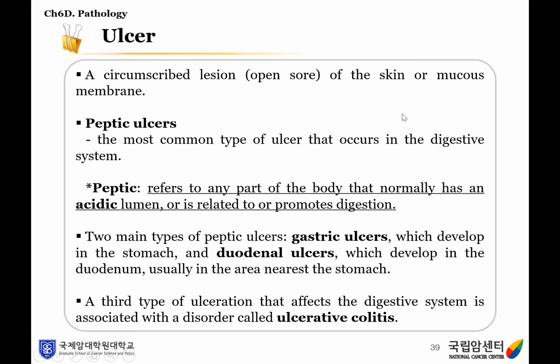First, ulcer. Ulcer is a circumscribed lesion, open sore of the skin or mucous membrane. So there are important ulcers. Peptic ulcers. Peptic ulcer is the most common type of ulcer that occurs in the digestive system. Peptic refers to any part of the body that normally has an acidic lumen or is related to or promotes digestion. There are two main types of peptic ulcers, gastric ulcers and duodenal ulcers. A third type of ulceration is ulcerative colitis.